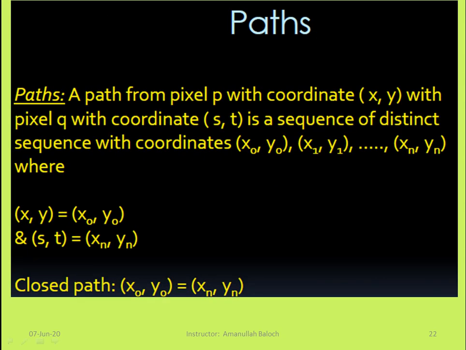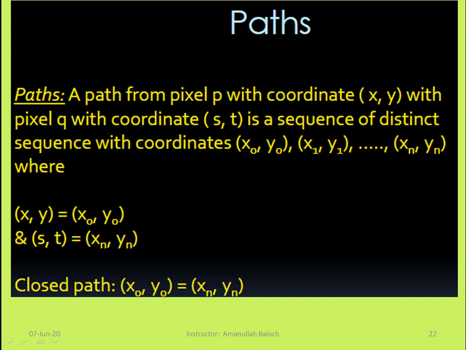So, firstly, what is a path? A path from pixel P with coordinates x, y to pixel Q with coordinates s, t is a sequence of distinct pixels with coordinates x0, y0, x1, y1, x2, y2, and similarly xn, yn, where x, y is equal to x0, y0, and s, t is equal to xn, yn.